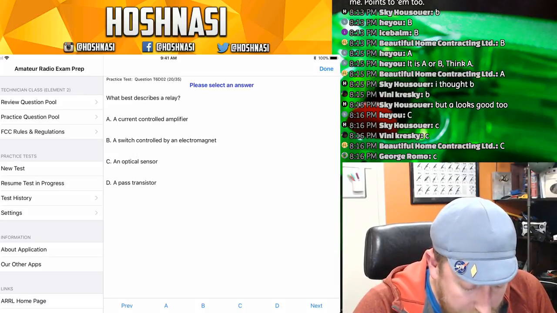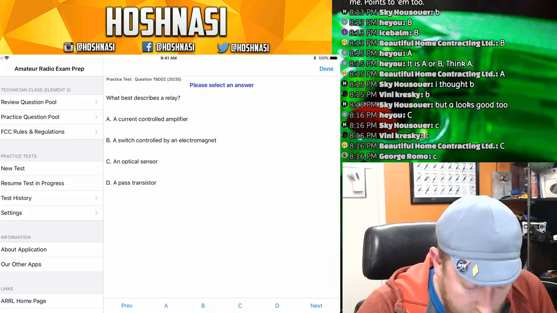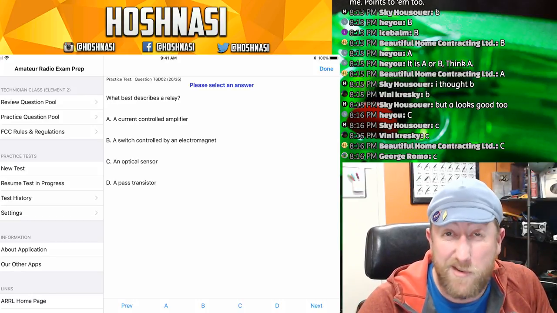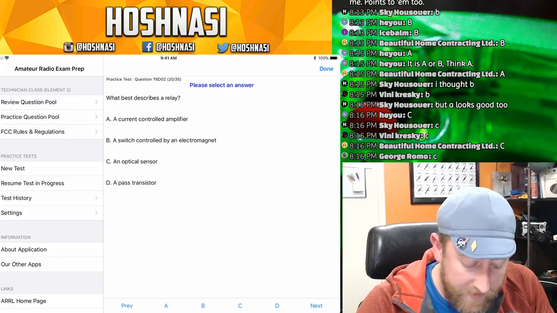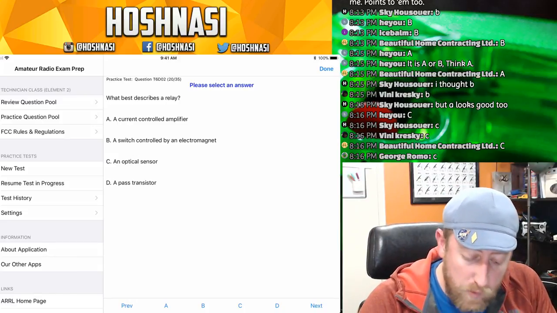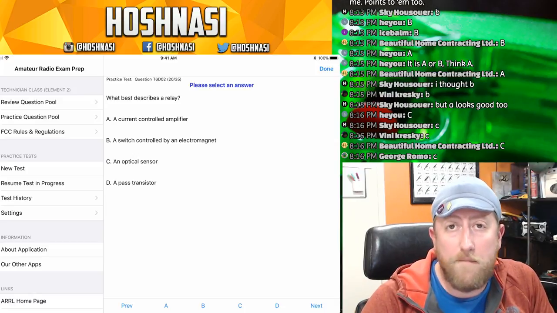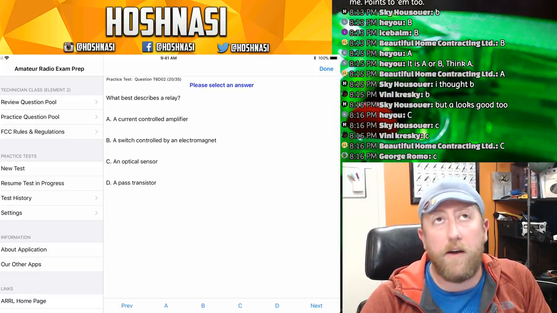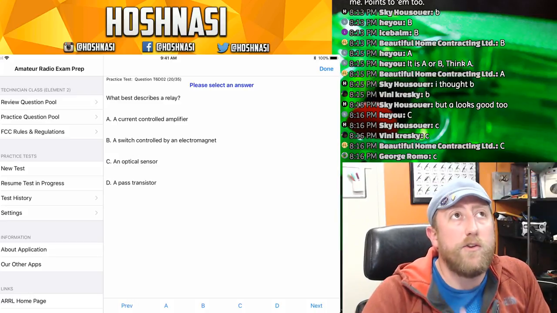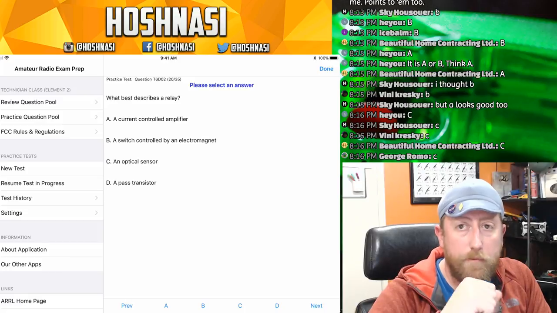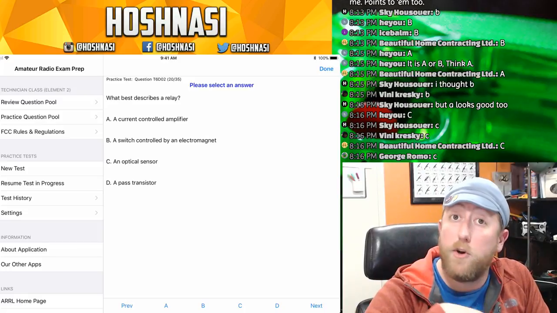What best describes a relay? A current-controlled amplifier, a switch controlled by an electromagnet, an optical sensor, or a passed transistor. So it's B, a switch controlled by an electromagnet. What is a relay? Think about it. You put voltage through it, the electromagnet pulls, let the magnet go, pop.